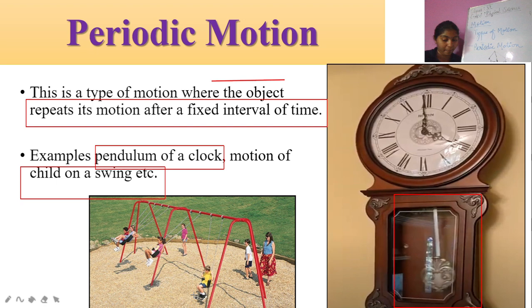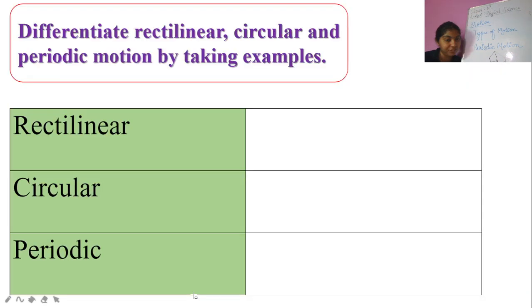Okay. Now students, you have to differentiate rectilinear, circular and periodic motion by taking an example. So think about examples with which you will differentiate these three motions: rectilinear, circular and periodic. Pause the video and do your work. So yes, very good, students. So let's see how you can differentiate.